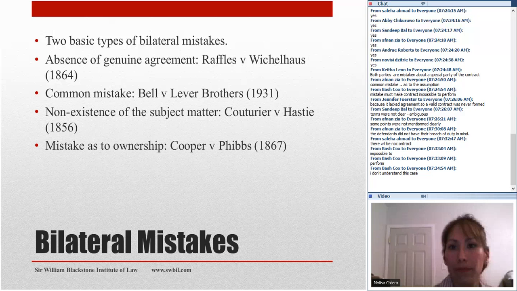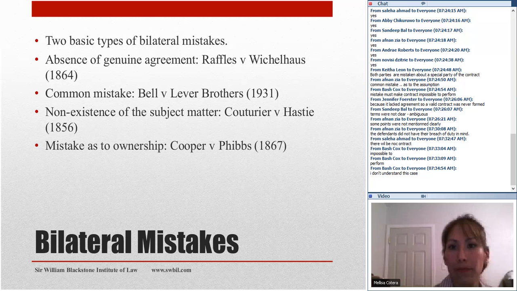In the case of Cooper versus Phipps, an uncle told his nephew, not intending to misrepresent anything, but the uncle was in fact in error, that he, the uncle, was entitled to a fishery. So the nephew, after the uncle's death, believing what the uncle had told him, entered into an agreement to rent the fishery from the uncle's daughters. However, the fishery belonged to the nephew himself. So here there is a case of mistake as to ownership, because the nephew didn't know that he already owned the fishery.